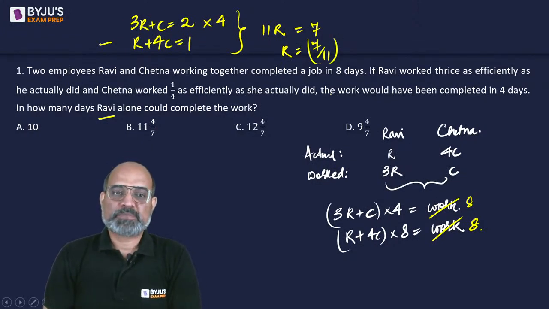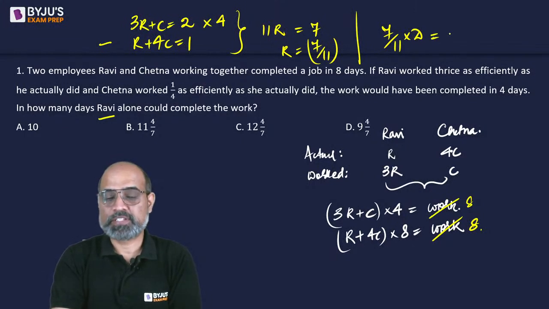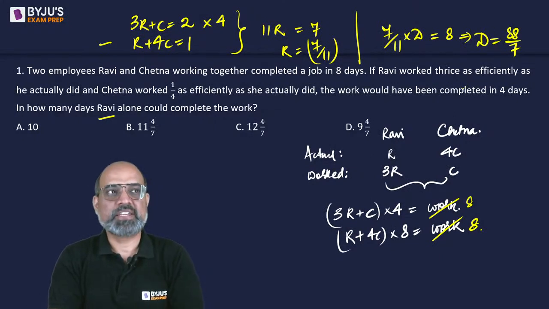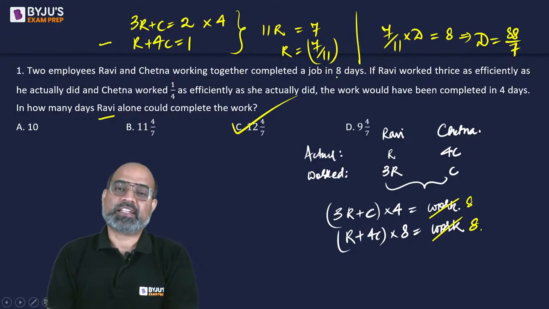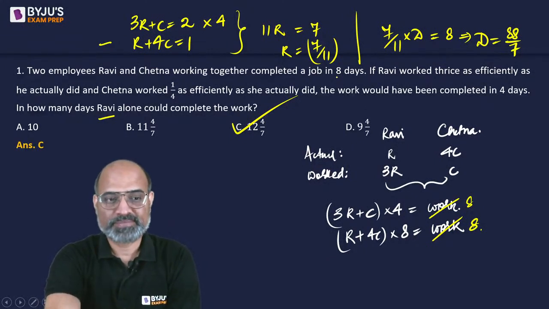Now, as per the question, we need to find in how many days Ravi alone could complete the work. If this is the efficiency of Ravi, and for D days he works to complete the work, efficiency into duration gives us the total work. So from here, the days is going to be 88 by 7. Now 88 by 7 is 84 plus 4 upon 7, and 84 by 7 is 12. So 12 4 by 7 is what we get. That is the number of days Ravi will take alone, so the answer is going to be C.